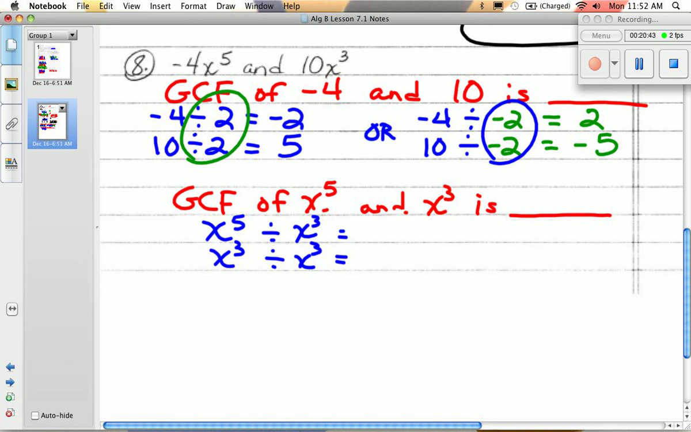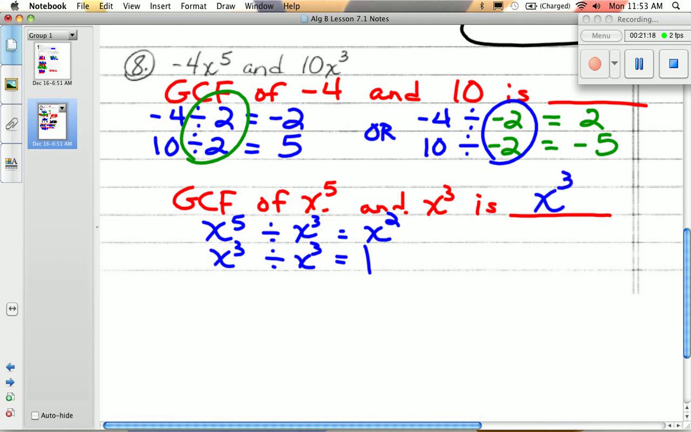What's x to the fifth divided by x to the third? X squared. And what's x cubed divided by x cubed? No, it's 1. Anything divided by itself is 1. And remember what I said? When we're doing the variables, if we can divide them by something, we can't be done until we have a 1. Do we finally have a 1? Yes. So the GCF of this is x cubed.